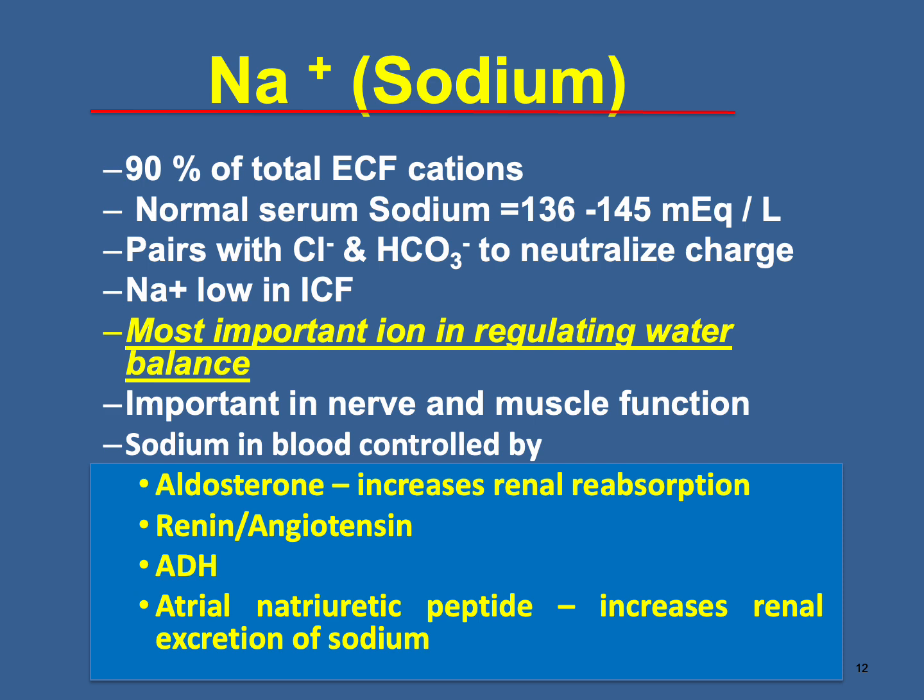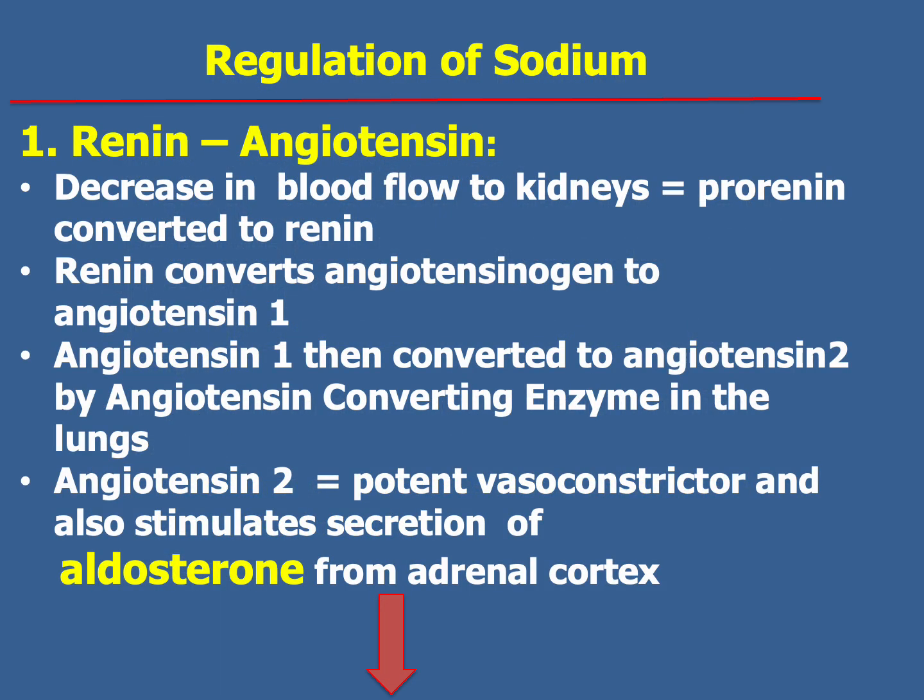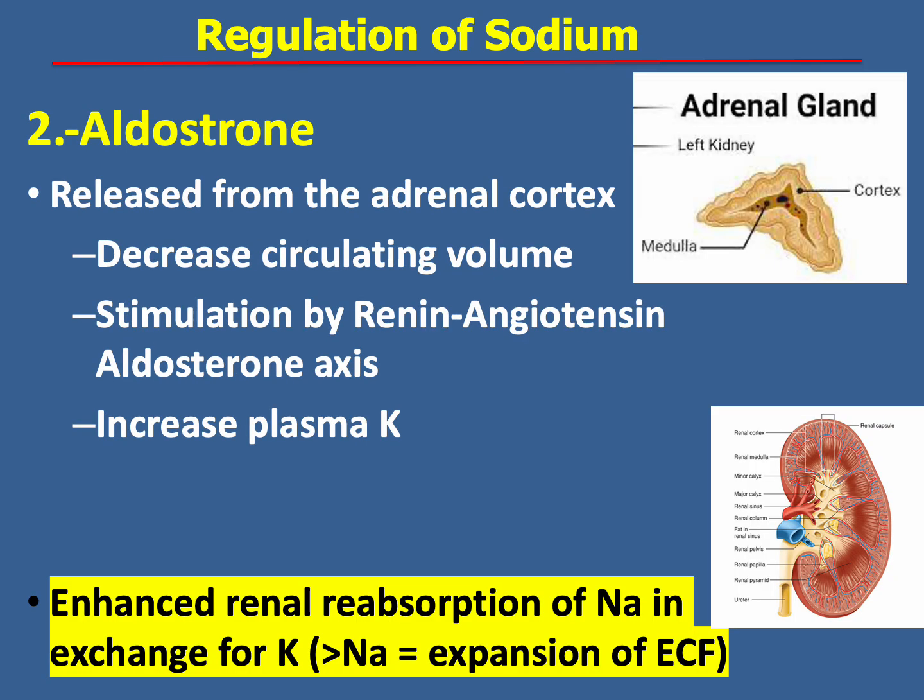Decrease in blood flow to the kidneys causes prorenin to convert to renin. Renin converts angiotensinogen to angiotensin 1, which is then converted to angiotensin II by angiotensin converting enzyme in the lungs. Angiotensin II is a potent vasoconstrictor and stimulates secretion of aldosterone from the adrenal cortex. Aldosterone increases renal resorption of sodium in exchange for potassium. An increase in sodium causes an expansion of the extracellular volume.